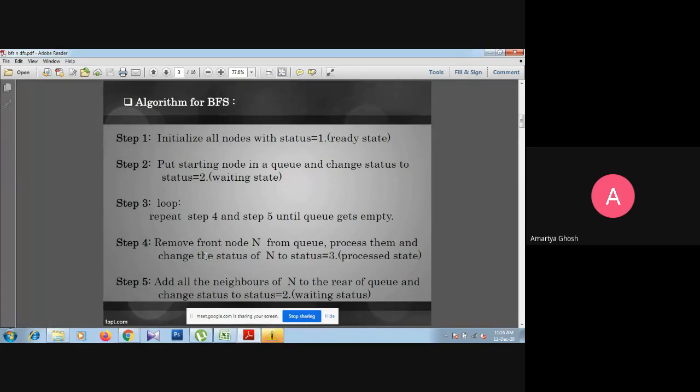Step 4 and 5 are under the loop. Step 4 is to remove the front node, because we are following a queue. Obviously, whatever came first in should be in the front position, first come first, first in first out. So whatever item came first should be in the front position.